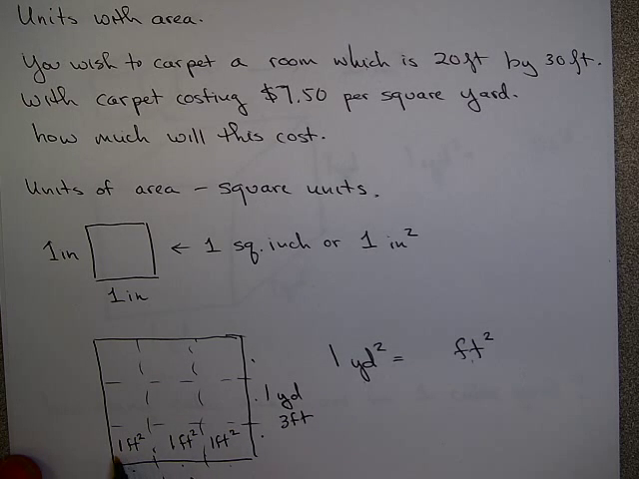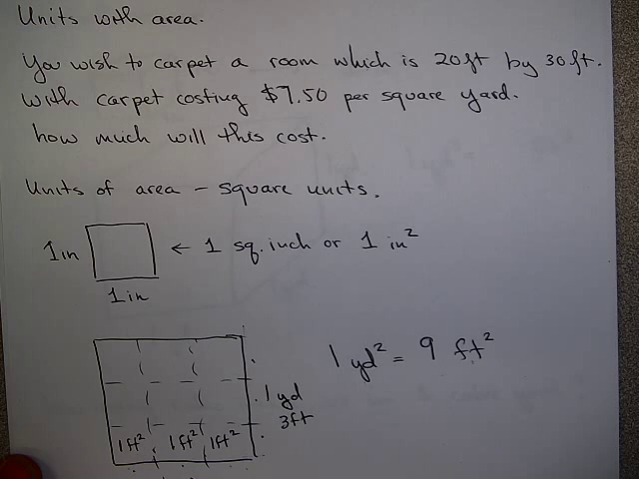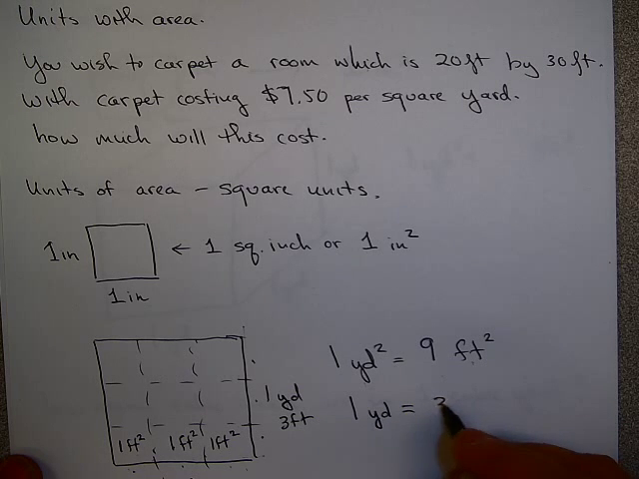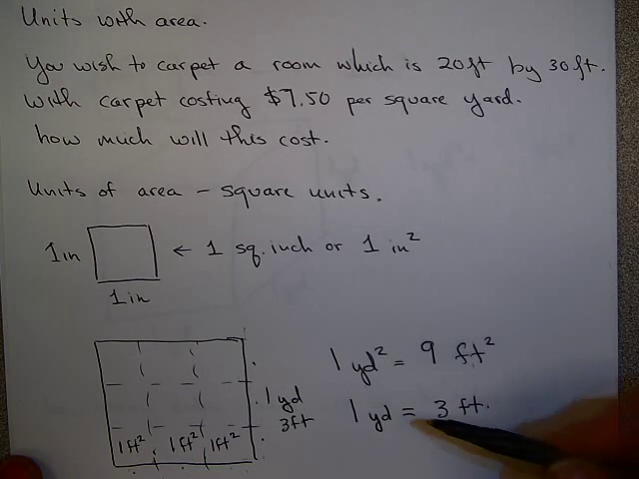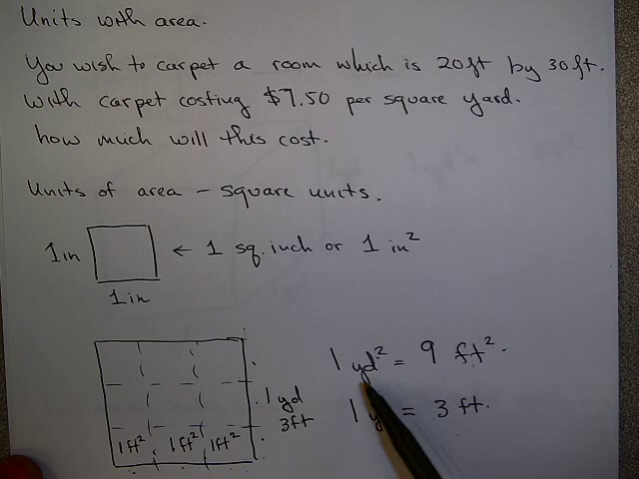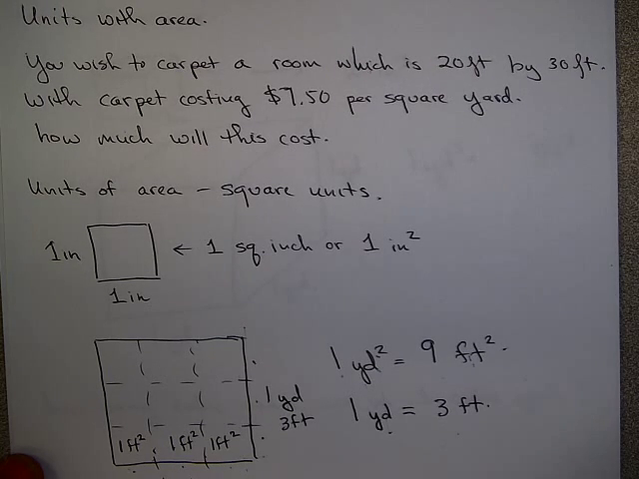How many of these do I have? Notice I have 3 times 3, or 9 square feet. Now the easiest way to do this, if you know the linear conversion factor, 1 yard equals 3 feet, is to square these to get the area conversion factor of 1 square yard equals 9 square feet. So now I can solve this carpet problem.